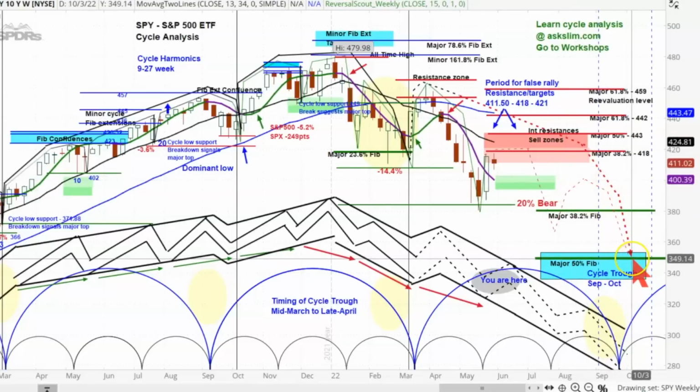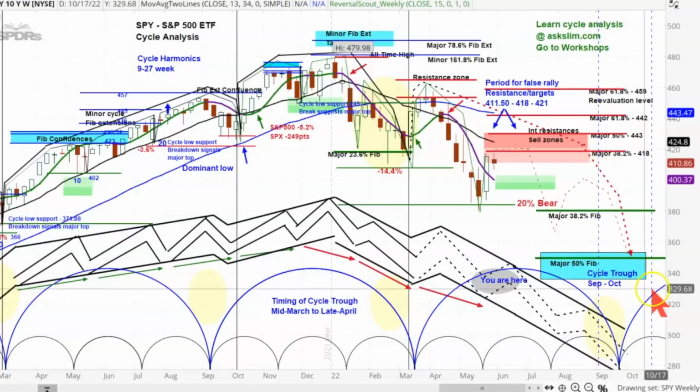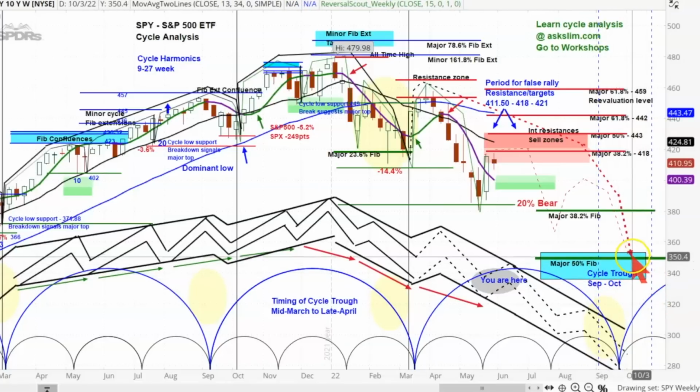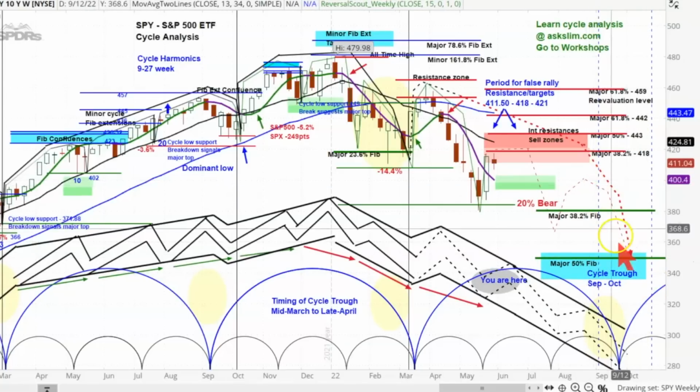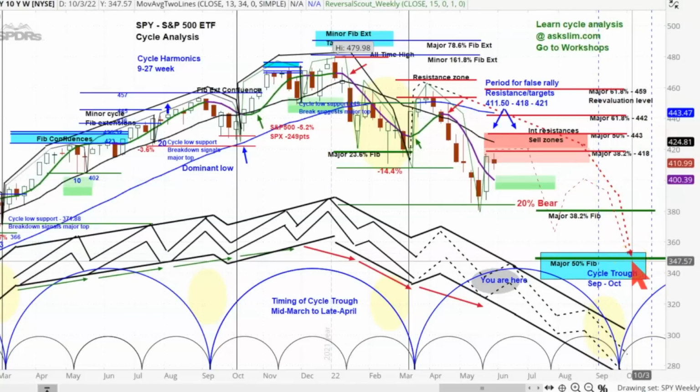And right now we're projecting to about 350 on the SPY. That's the 50% major support, a major fib. And this is the cycle trough where we're projecting September, October, and potentially as low as 335. So this is the major fib extension where you see this blue area, 353 to 335. So that's actually what we're looking for when you see that.